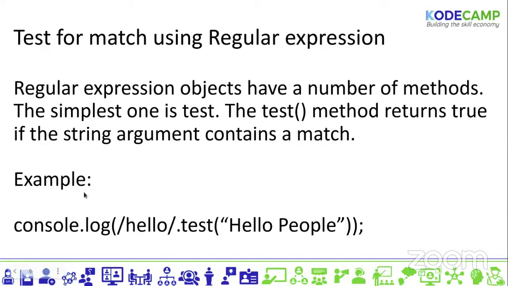We see that in this example when we say console.log, then we put this pattern here, say hello dot test, and then hello people. This is going to return true. Or, this is going to return false because we are not ignoring the case. Let me show you how that works.